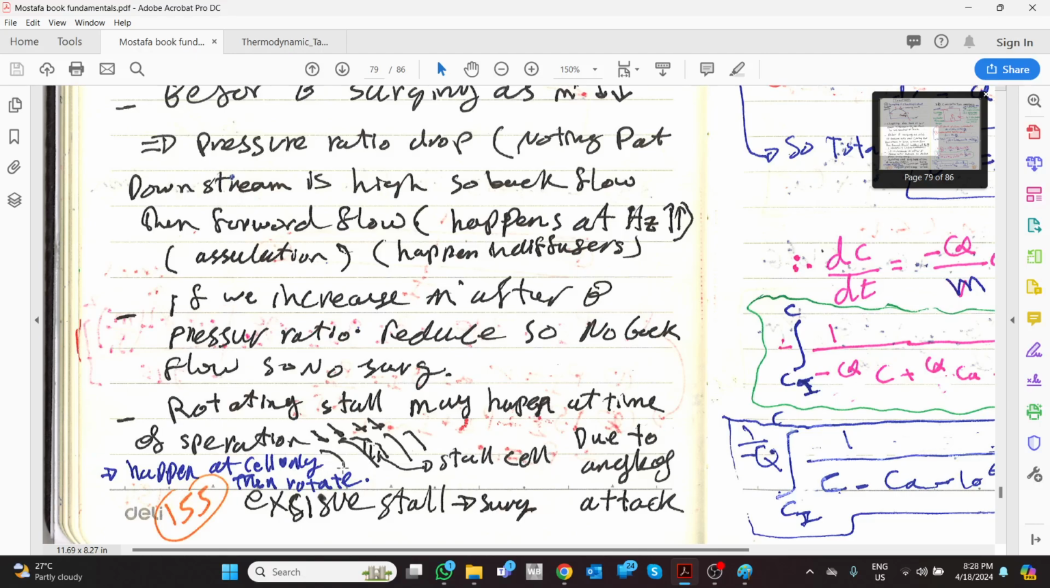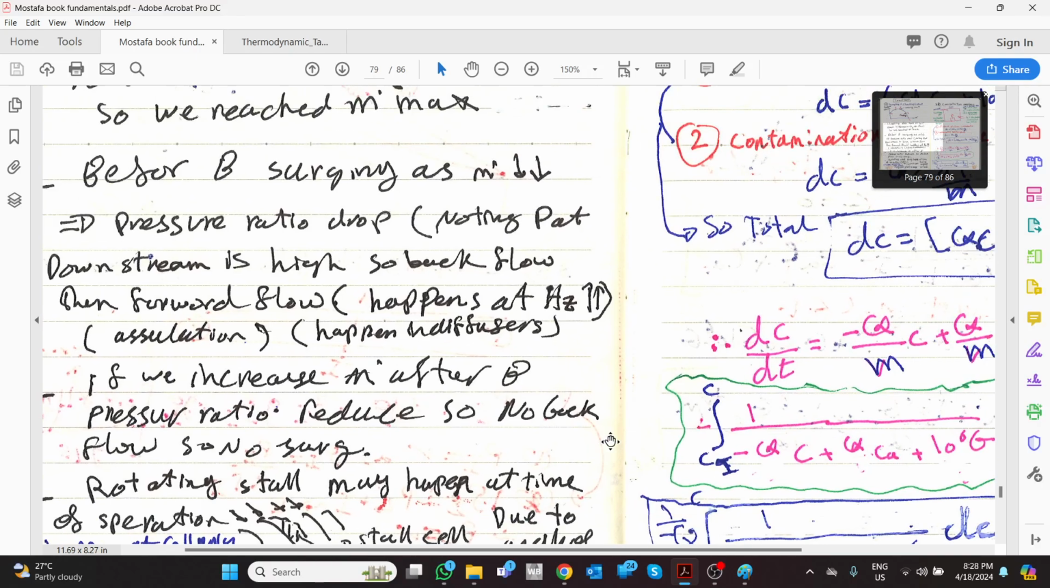But if the stall covers all of them, what will happen? The pressure produced by the compressor gets less, and when the downstream pressure is high, isolation is going to happen, which is surge. And of course, this is due to the angle of attack, which is creating that.